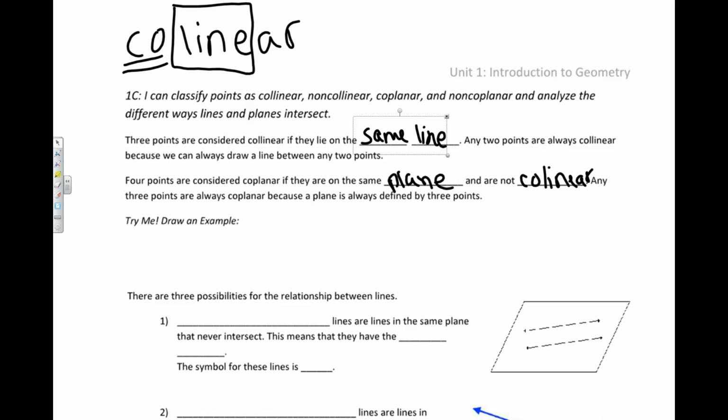All right, guys, I want y'all to take a minute now and draw an example of three coplanar points. All right, let's keep going.